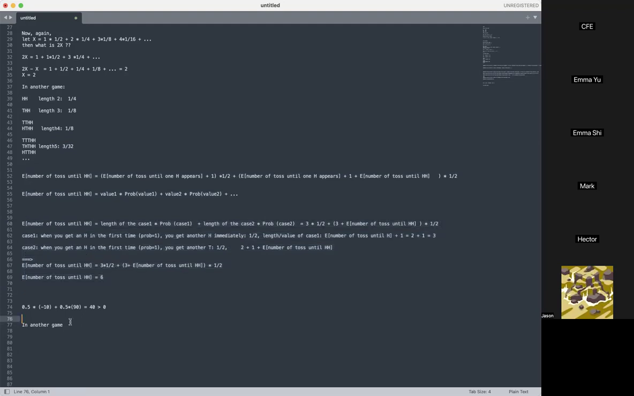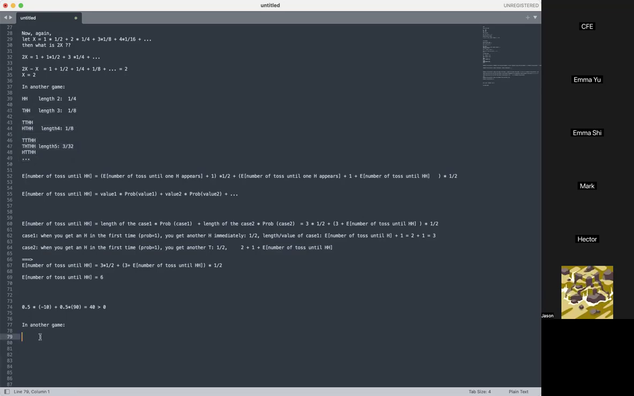Okay, so in another game, let's see the game. You're still tossing the coin, right? So we get really deep into coin tossing games. You're still tossing a coin, and this time, when will the game stop? The game stops when you toss two heads in total. So it is different from the previous game. For that game, in order to stop, you need to toss two heads consecutively, right?